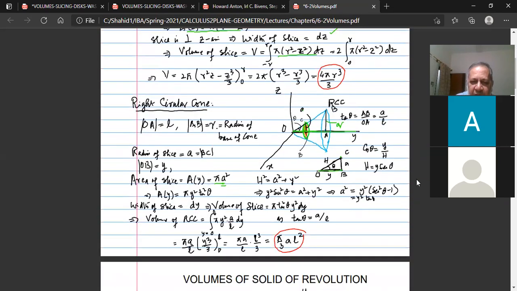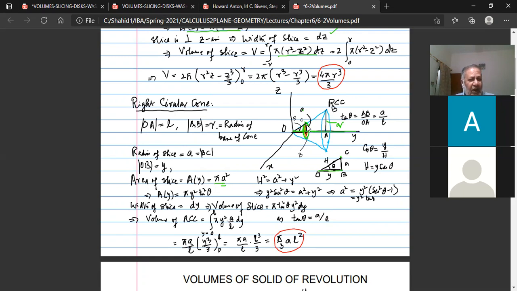Here I have made the figure in such a way that the right circular cone has a symmetry axis along the y-axis. So I am making slices perpendicular to the y-axis. That makes it easier. If I make a slice at any other angle, that will not be helpful for me. I cannot make a slice like this, parallel to the y-axis or perpendicular to the z-axis. That slice will not be useful. But this is the symmetry of the figure that allows me to take slices perpendicular to the y-axis.